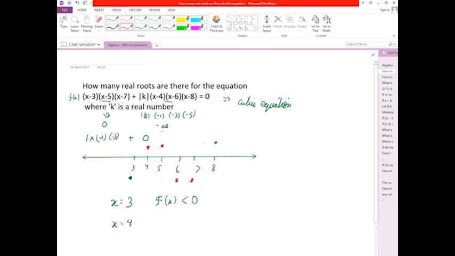Now, if you remember, in the last session we had discussed that a polynomial function is continuous. So this function will be continuous. It is negative at 3, then positive at 4 and 5, then again negative at 6, negative at 7, and positive at 8. So it is going to cross the number line thrice. It is going to be 0 at 3 points between 3 and 8, and hence this equation will have three real solutions.